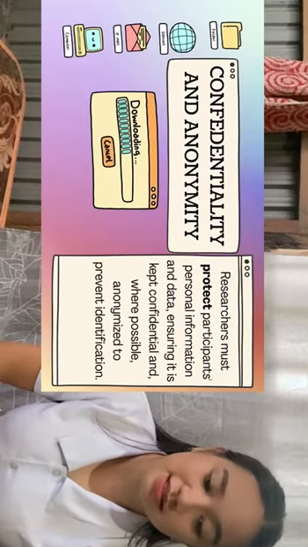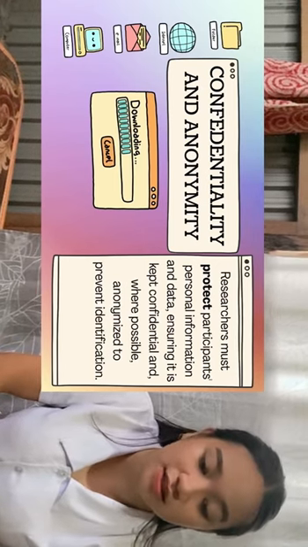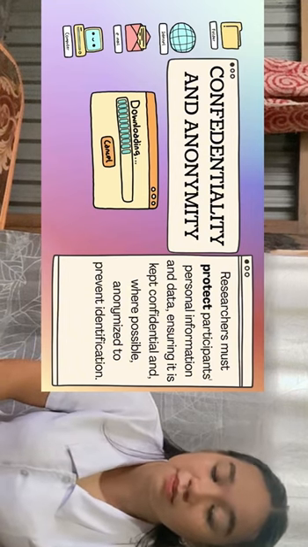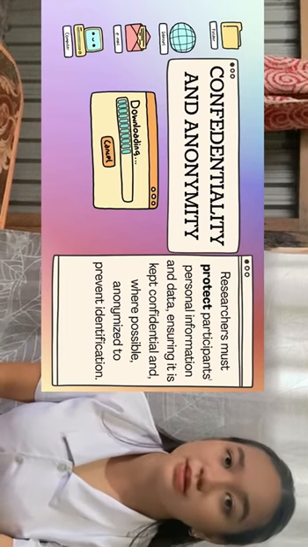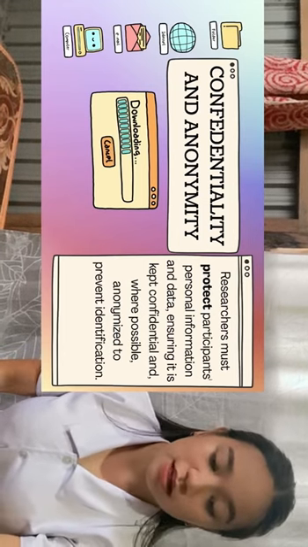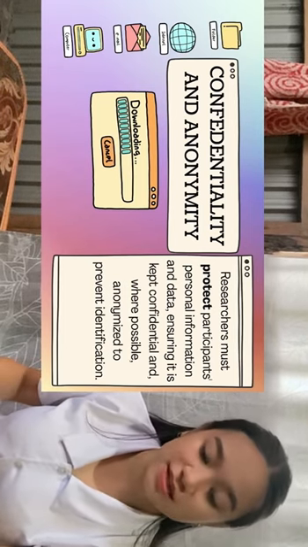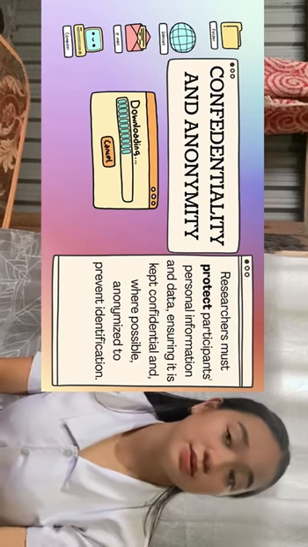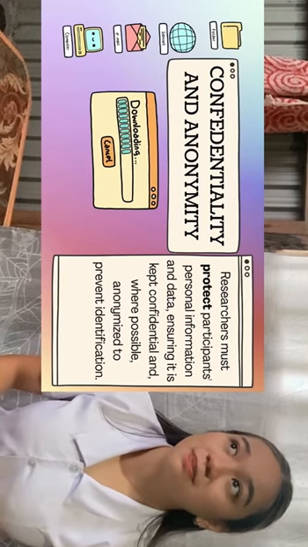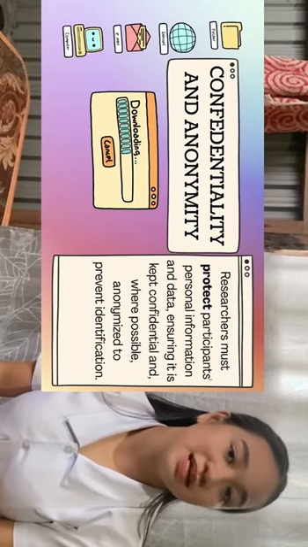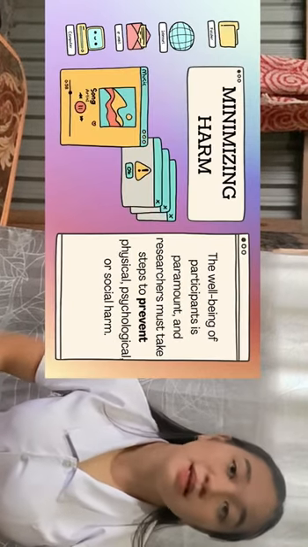So, researcher must protect participants' personal information and data, ensuring it is confidential and where possible anonymized to prevent identification. So, it means na dapat protektahan ng researchers ang personal info ng participants. So, dapat siguraduhin na hindi sila makikilala. So, sa example, sa isang online survey, hindi kasama ang pangalan ng isang students upang hindi sila ma-identify. Like for example, in using a narrative research, dapat kung sino ang inyong participants ay hindi malalaman ng babasa ng research na ito. So the next is minimizing harm.